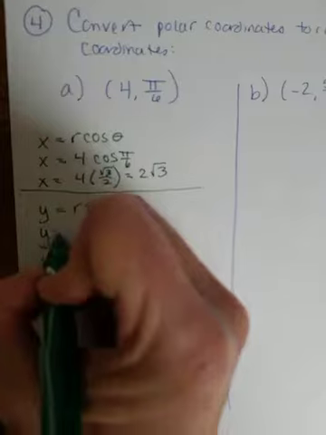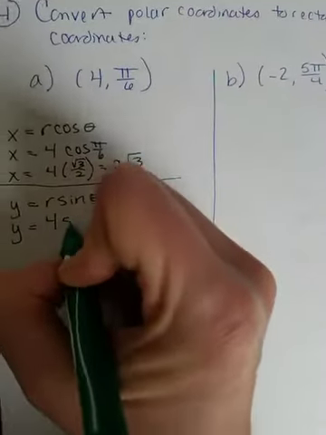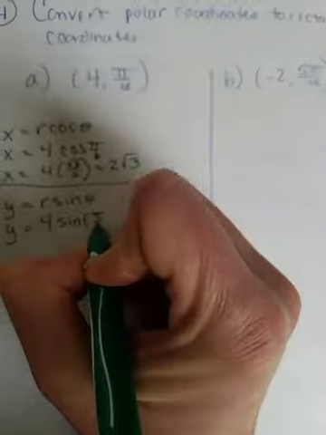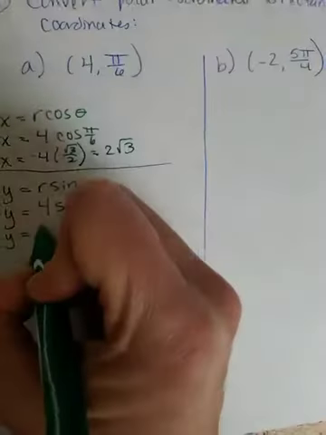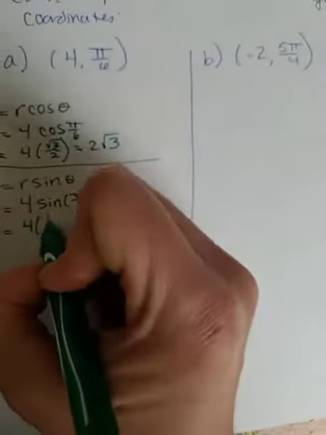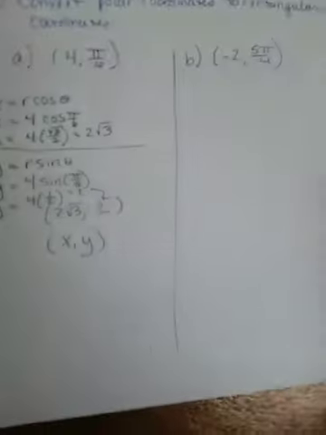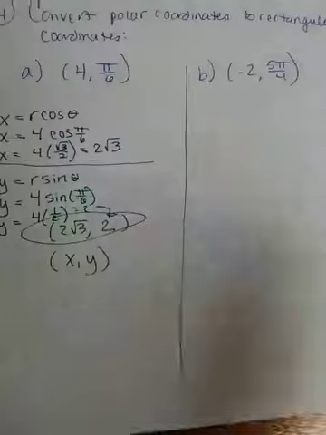And then for your y, again, r is 4, and you're doing the sine of pi over 6. That's going to be 4 times 1/2, which is 2, which is your y value. And that would be your answer for that one.